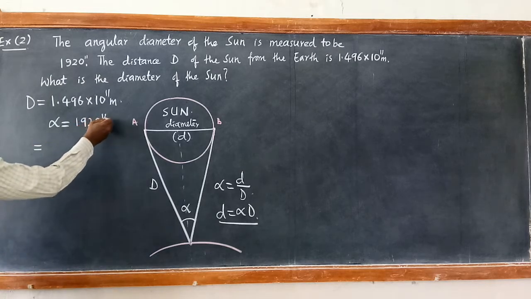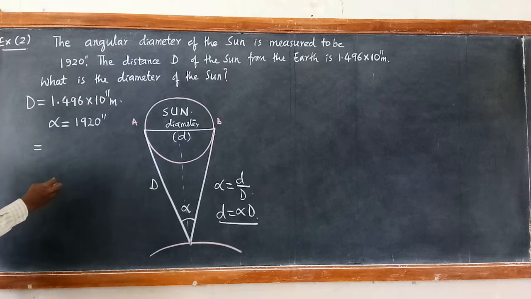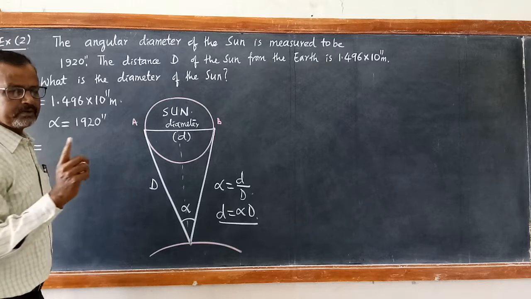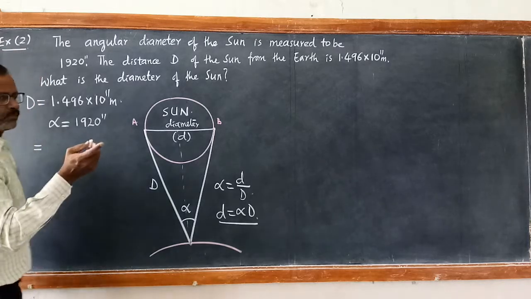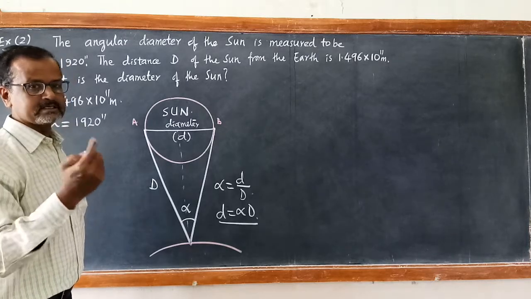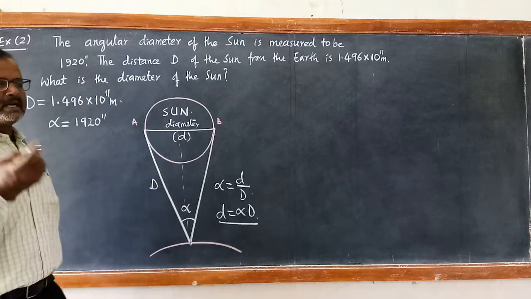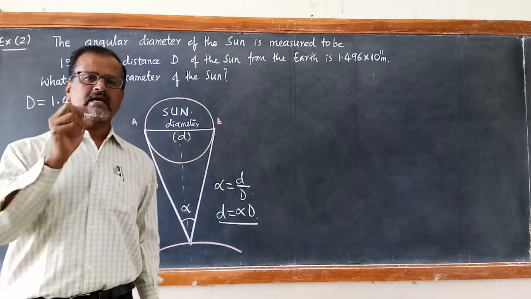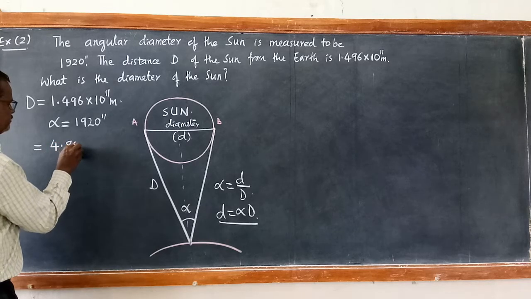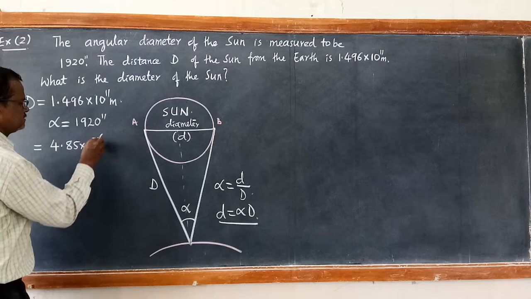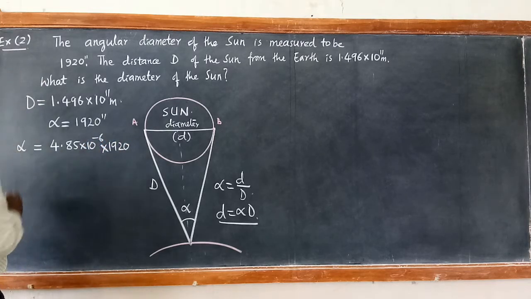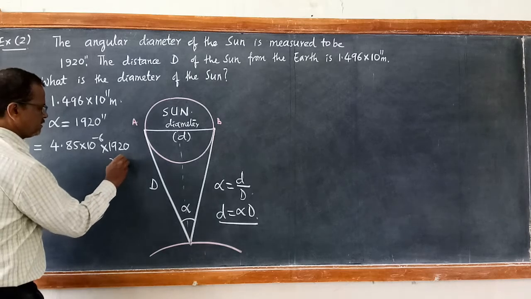The only thing is we need to convert this second of angle into radians. We know that 1 second of angle is equal to 4.85 into 10 raised to minus 6 radian. That's what we discussed yesterday: conversion of degree into radians, minute angle into radians, second angle into radians. So if you calculate 4.85 into 10 raised to minus 6 into 1920, this becomes the angle alpha in radians.